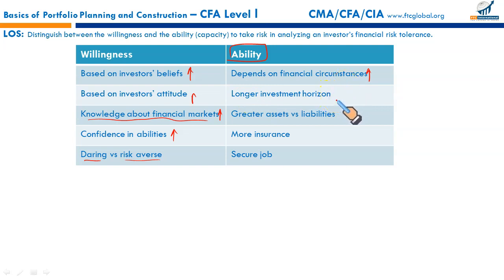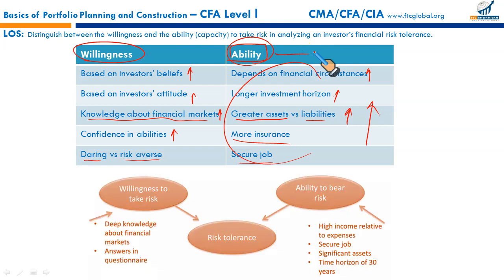An investor who can take longer investment horizons is able to take on risk. If he has more assets than liabilities, it means he has more ability to take on risk. More insurance and, of course, a secure job also help. So all these will determine his ability to take on risk. So willingness is how much risk an investor is willing to take, and ability is how much capacity an investor has to take on risk. And these two combine to give the risk tolerance.